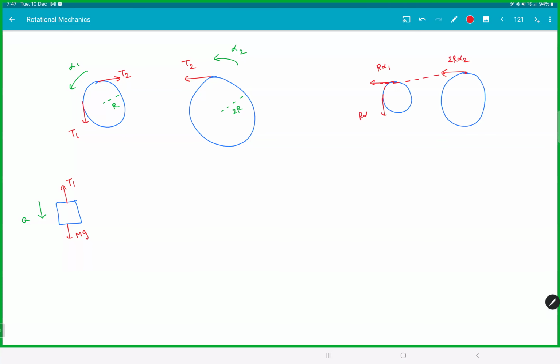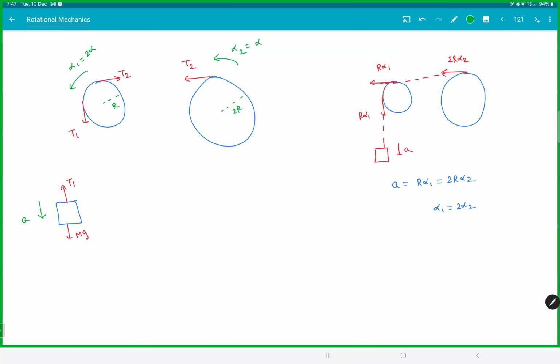This point is going r alpha 1, and this point is going with the block with a. You can clearly see the constraint. So a is r alpha 1, 2r alpha 2. So basically alpha 1 is 2 times alpha 2. So for convenience, let's do this. Let alpha 2 be alpha, alpha 1 will be 2 alpha.